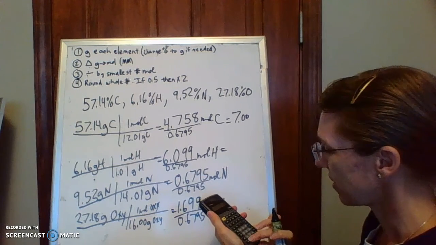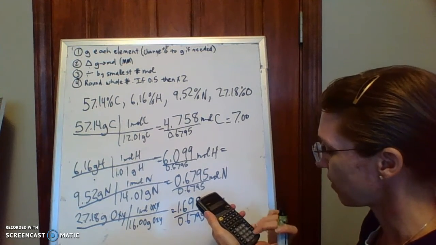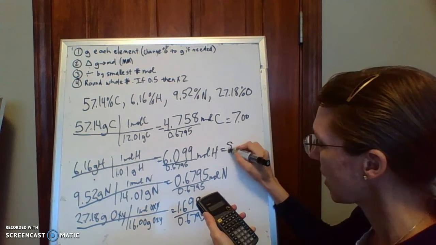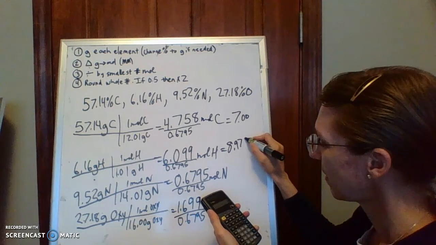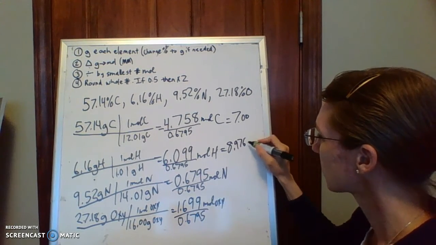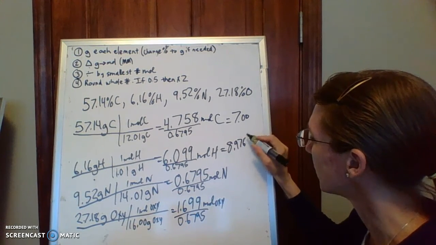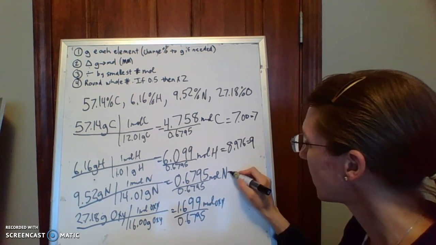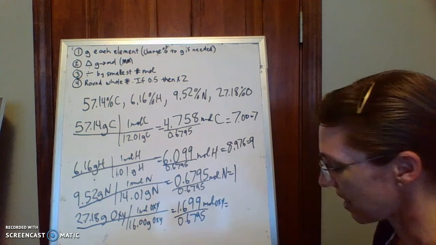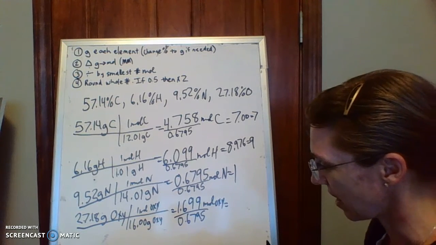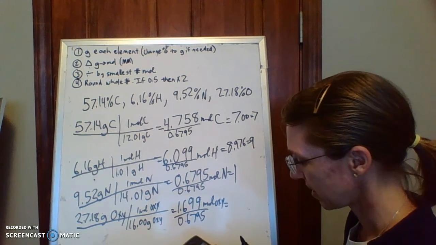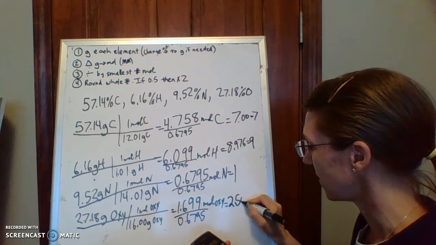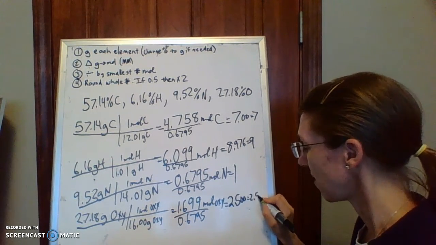This one, 6.099 divided by 0.6795 equals 8.976, which again, that one's going to come out to be basically 9. And this one, of course, is a 1. And this guy, 1.699 divided by 0.6795 is 2.500. So this one's 2.5.